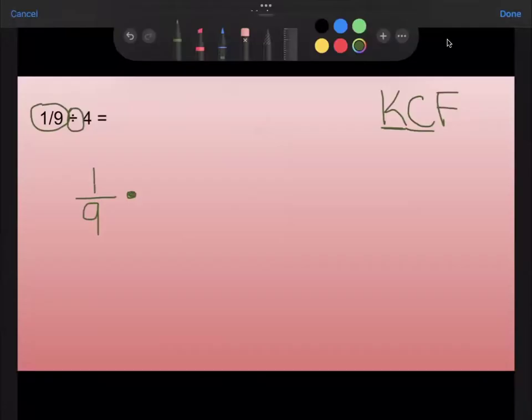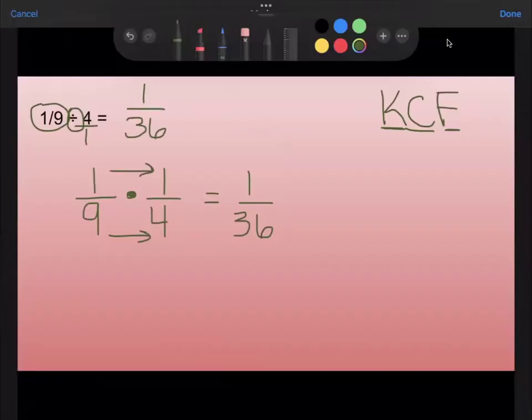And then we need to flip the second number. You may have noticed 4 is not exactly a fraction, but we can make it a fraction if we put it over 1. And now we can flip it, so it is 1/4. Then we multiply the numerators. 1 times 1 is 1, and 9 times 4 is 36. So our answer here would be 1/36. That means if you had 1/9 of something and you needed to divide that 1/9 into 4 pieces, each piece would be 1/36 of the original, or one whole.